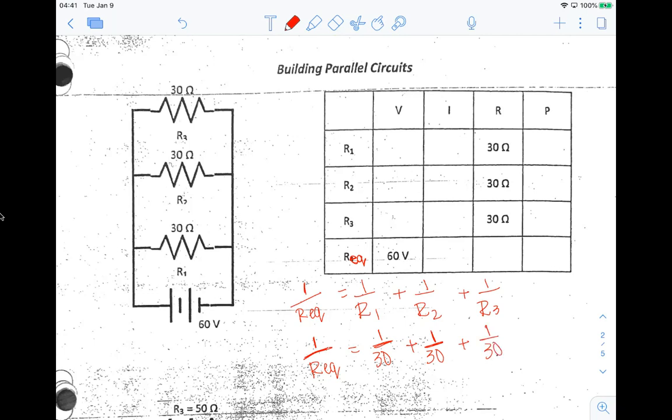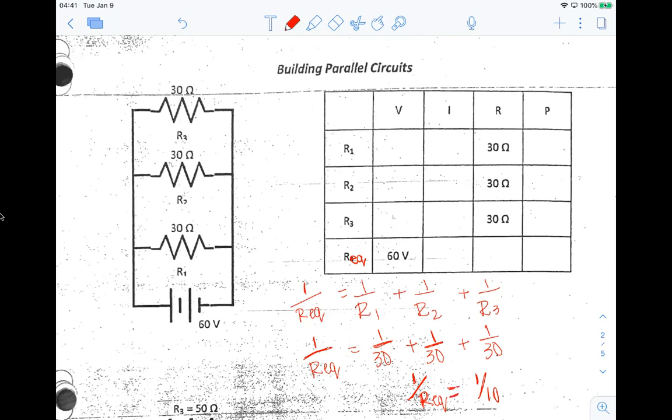No, your resistors will not always be the same. It just so happens that they're the same in this case, but they definitely will be different. So we have 1 over 30 plus 1 over 30 plus 1 over 30. Okay, if we solve for this, this means that 1 over REQ is equal to 1 over 10, if you do this correctly in your calculator.